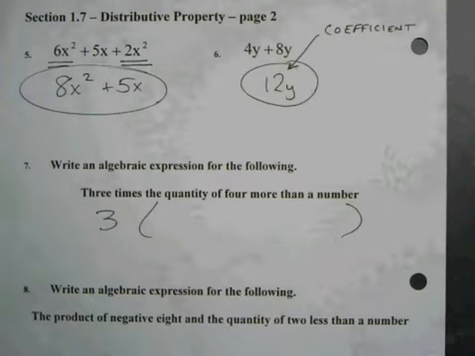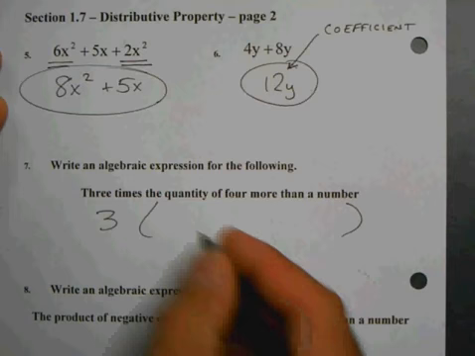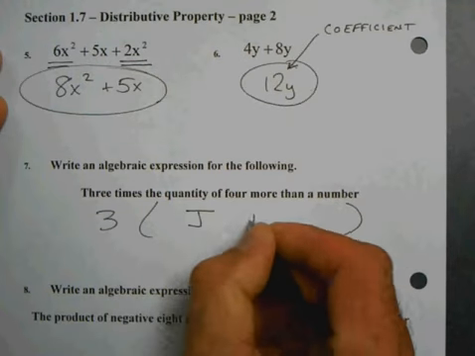This is great for the quiz today. Whenever you see the words more than or less than, where does the number that's in front of that word go? At the very end. Now you have to make a choice, Jade. You have to pick your favorite variable. Because whenever you see the words a number, you have to stick in your favorite variable. So Jade, what's your favorite variable today? It's going to be J today. So J plus 4.